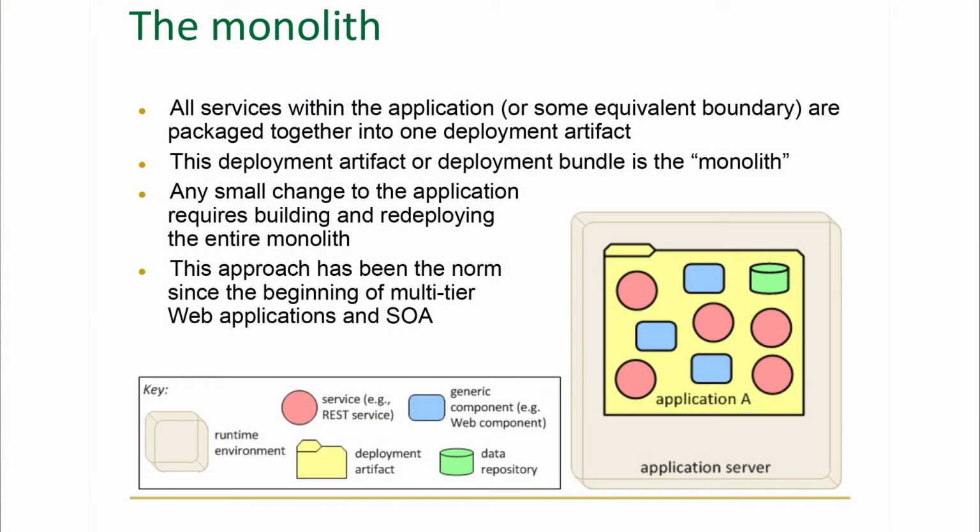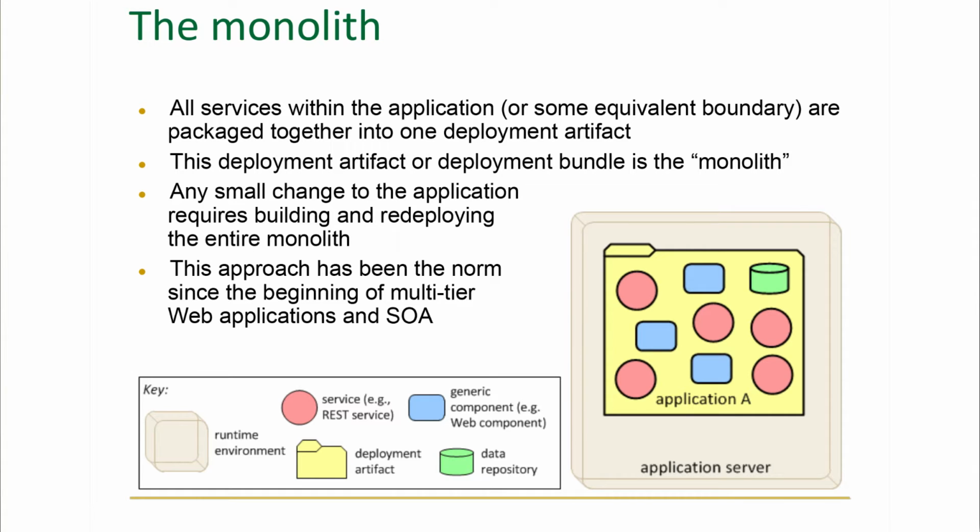So here's the idea. All services within a given application or software system are packaged together into one deployment artifact or deployment bundle. So you have your SOAP services, REST services, plus your web components, other classes. Everything that is part of a given application is packaged together. And that deployment artifact is the monolith. And this is the picture I have on the far right. The yellow box is the monolith right there.